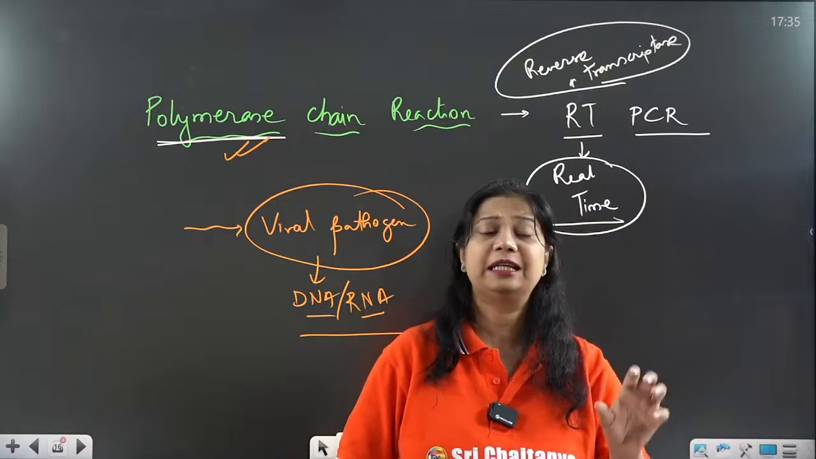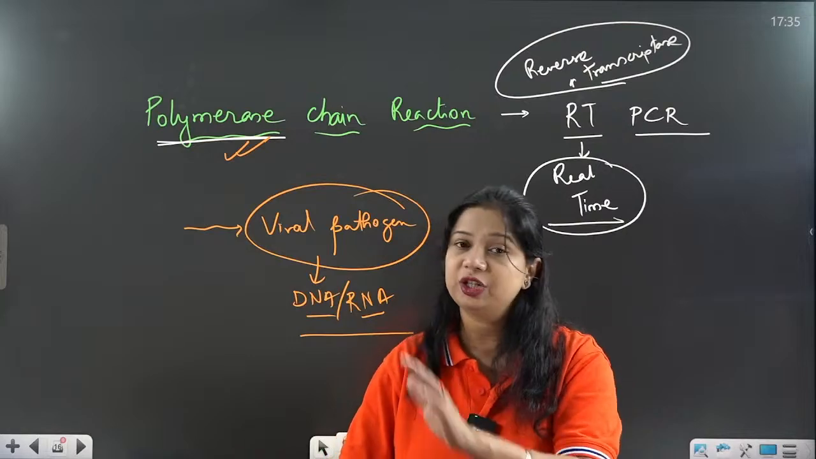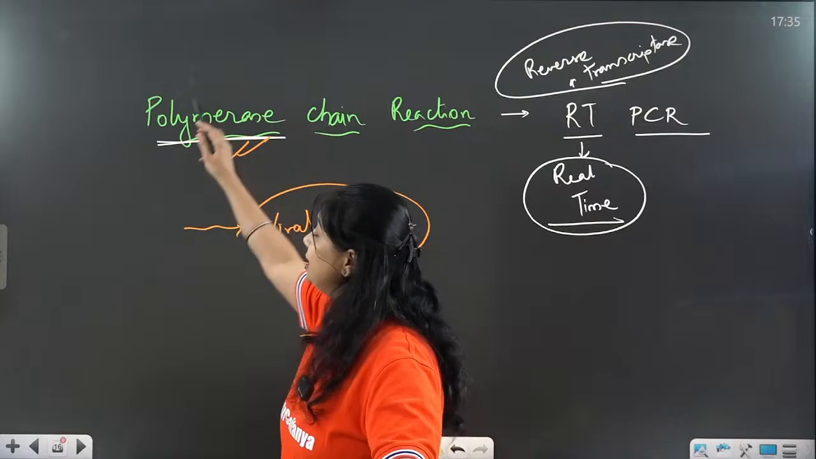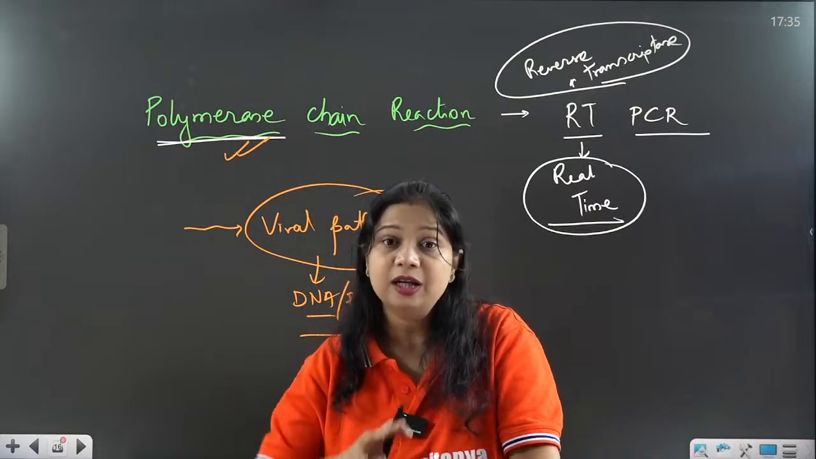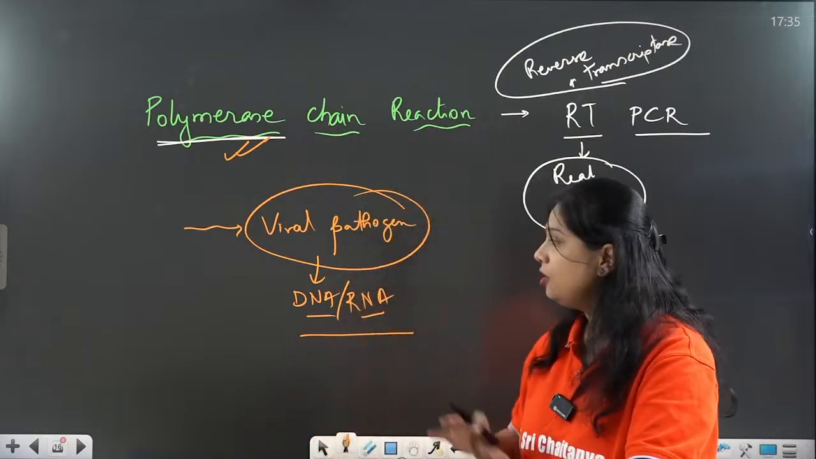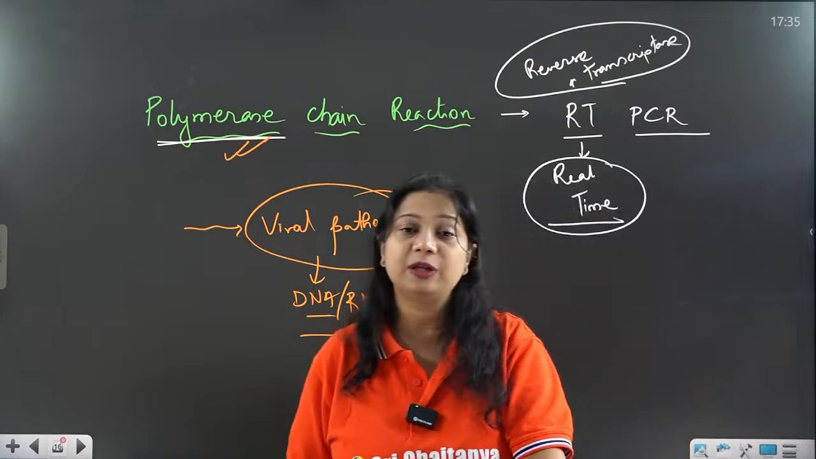Polymerase chain reaction, it is in the form of a chain reaction. You are going to study each and every step, each and every process of it. But right now, at least remember, polymerase is the enzyme. Different types of DNA polymerases are there. A specific type of DNA polymerase is used over here for the amplification of the genetic material of the pathogen.